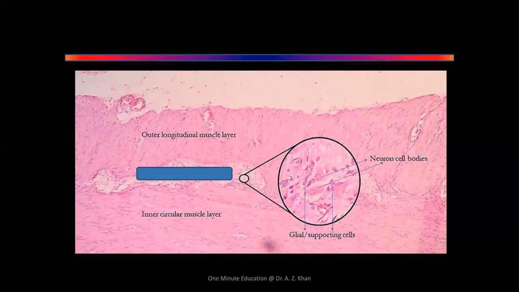Very good. Okay, what is this? This blue marked area has a name. Inner circular, outer longitudinal. What is this in between? There are some little dots that are being highlighted, which are neuron cell bodies with glial supporting cells. What are these things called?